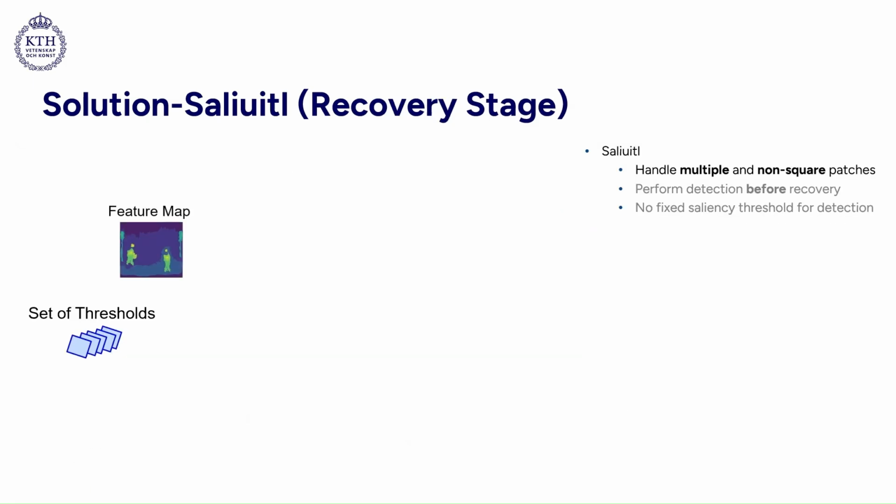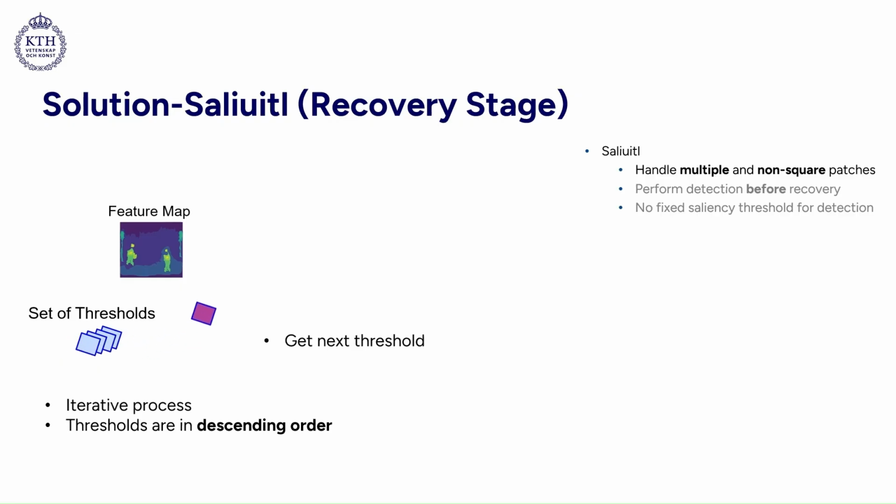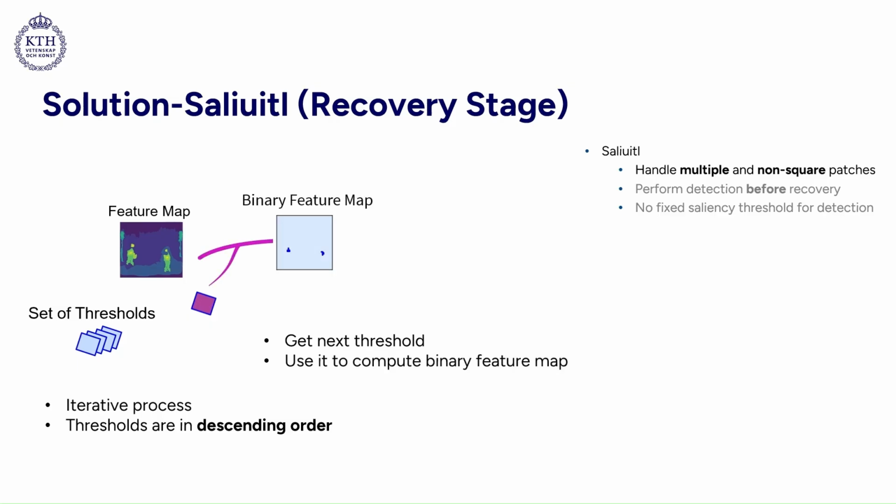For recovery, we once again leverage this two-dimensional feature map that we obtain from the victim model and a set of thresholds spanning its range, which can be the same one we use for detection or a different one. Recovery is an iterative process where we will use each of these thresholds one at a time. Note also that this set of thresholds is in descending order. Each recovery iteration begins by taking the next threshold from the set and applying it to the feature map, therefore yielding a single binary feature map.